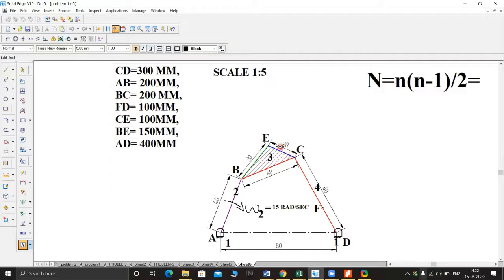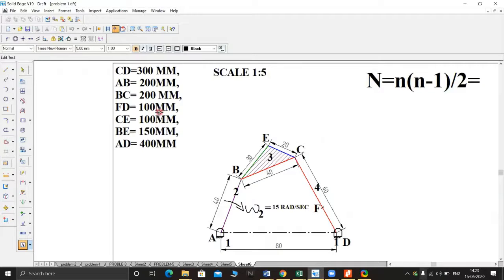CD will get 20 mm, that is 300 divided by 5 will give 60. Then AB is 200 divided by 5. Where is AB? Here, 200 divided by 5 is 40. And BC is here, that is 200 divided by 5 is 40. And FD is already here.